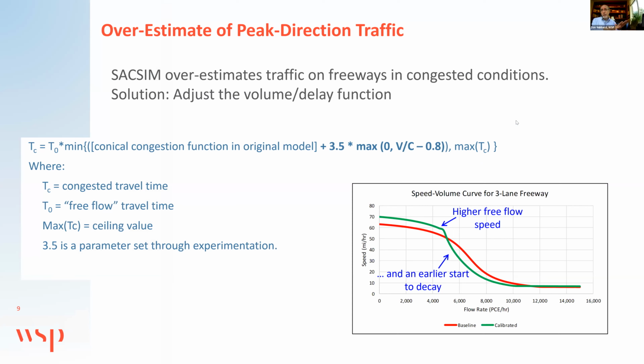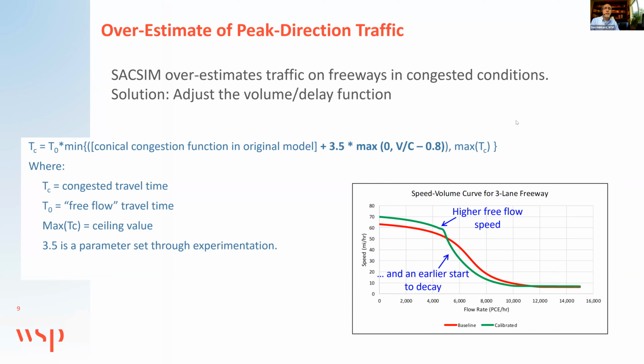Okay, so the previous slide was how we dealt with the fact that it underestimated traffic in the off-peak direction. We also found that it overestimated traffic in the peak direction. So under congested conditions, the model tends to overestimate freeway traffic. And what we did with that is we adjusted the volume delay function. We added in another factor that started the decay a bit earlier and was a bit steeper.